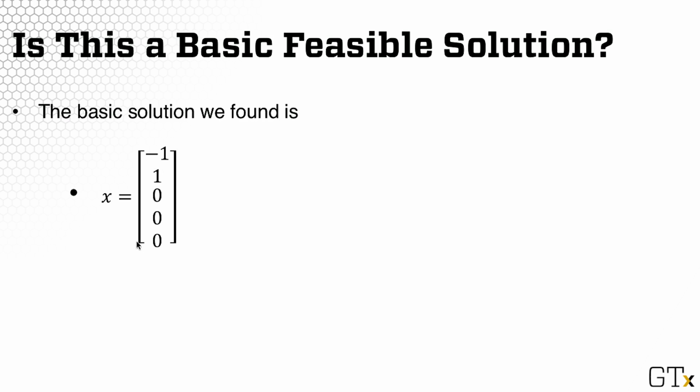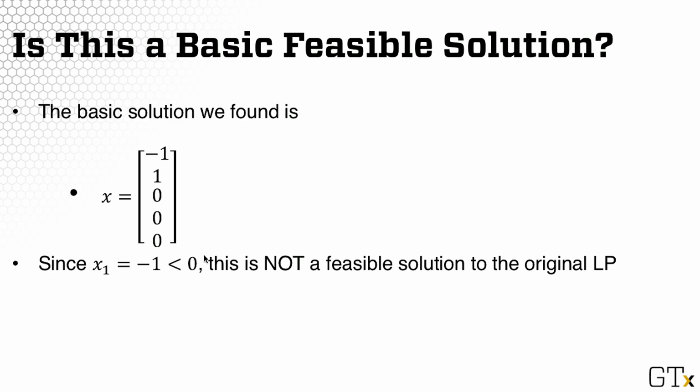Why do we have 3 non-basic variables? Because we have 5 variables. So if 2 are basic, the rest we set as non-basic variables. Okay, this is a basic solution by construction. But the question is, is this a basic feasible solution? Meaning, is this basic solution feasible?